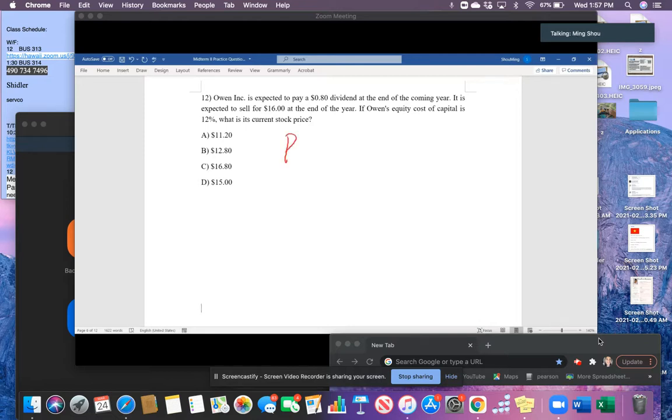Again, the stock price would equal the present value of all its future cash flows, right? In this case, we only have 2 cash flows in 1 year. The first cash flow is the dividend. The second cash flow is the cash flow from selling this stock. We simply discount these future cash flows by dividing by 1 plus r, with the discount rate equal to 12% to the power of 1, because there's only one time period. By doing that, you can easily calculate the stock price should equal $15. So the correct answer should be D.